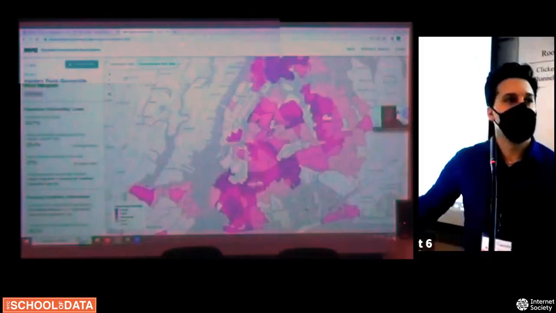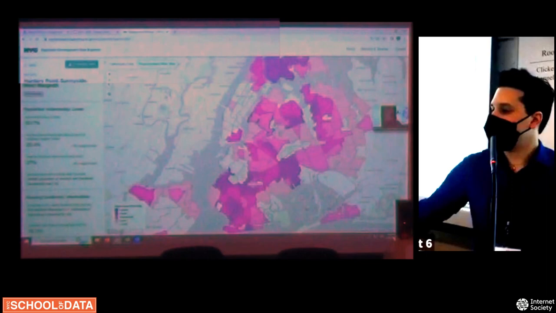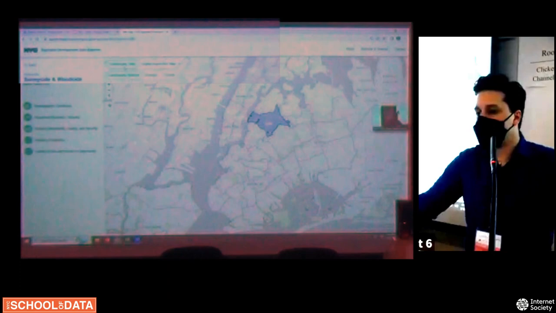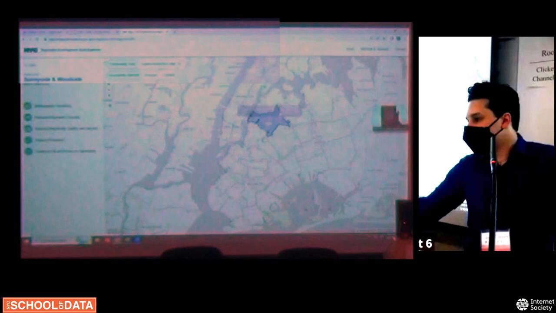We were looking at Community District 5. It's a really interesting area. It's breaking out the displacement risk map. Within this one community district, you get every level of displacement risk. So you've got Board 5.